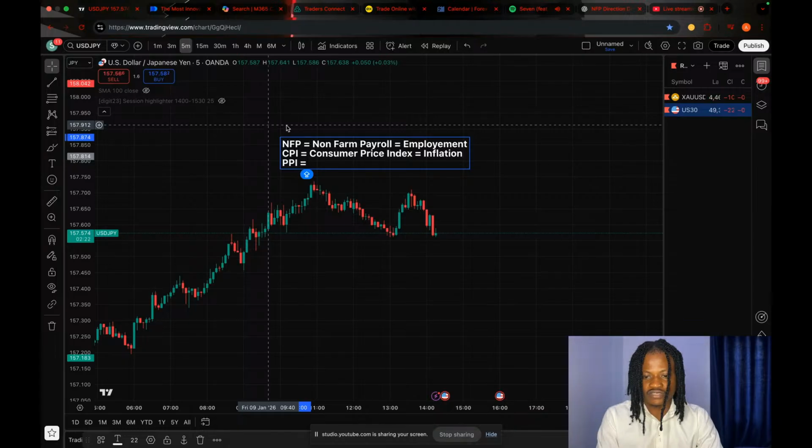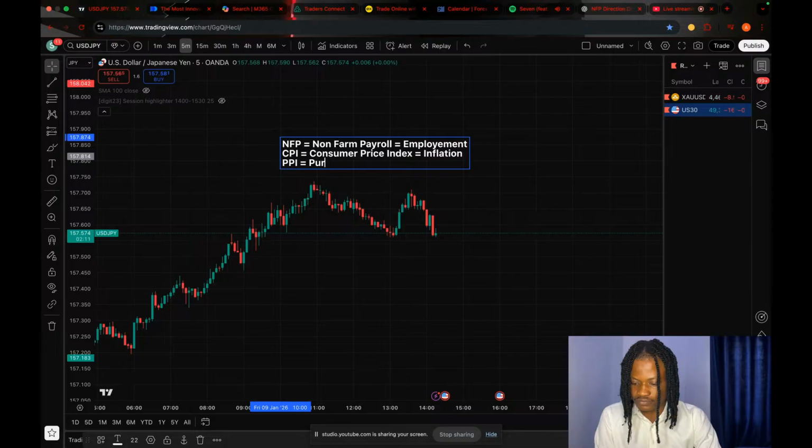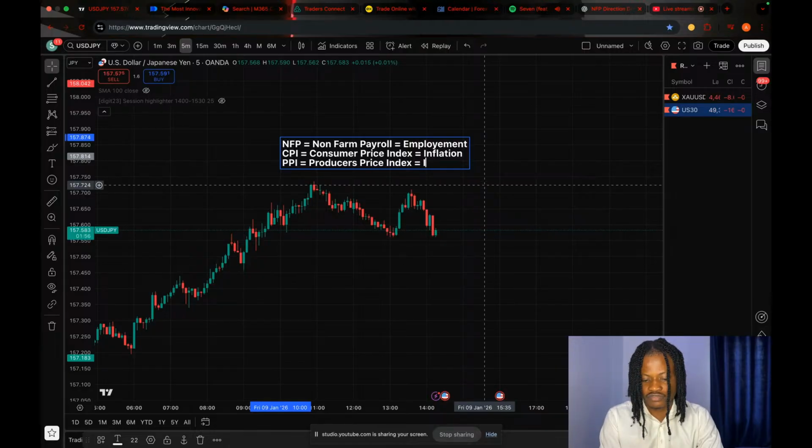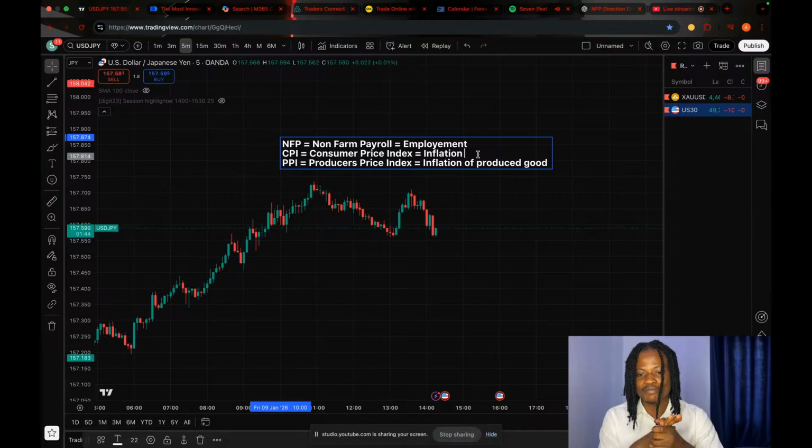Then we have PPI, the producer price index, rather than PMI, which is the purchasers managers index. PPI is used to measure inflation of produced goods. You should know that CPI is the inflation of the consumers, things that people actually buy, to get an index of the purchasing power of the people, how much people are buying and stuff like that. These are yardsticks used to measure how well an economy is performing.